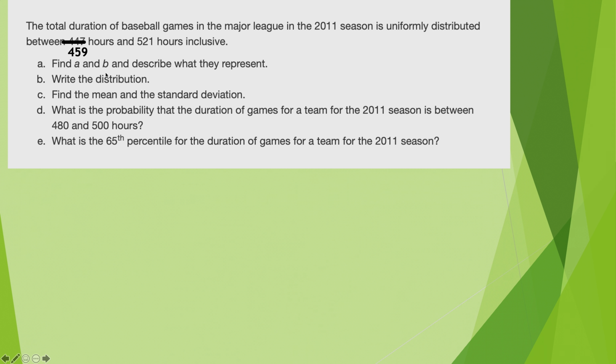A is always the lowest value, B is the highest value. So A is 459, B is 521. Write the distribution. There's a very specific way to do this. It says here it's uniformly distributed, so that means you will use a U here. Whether it's uniform or normal distribution, it's always X and then a tilde, so X tilde uniformly distributed from 459 to 521.